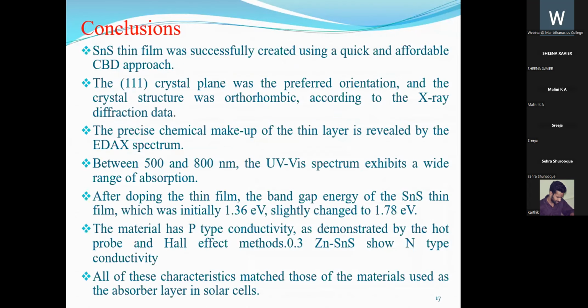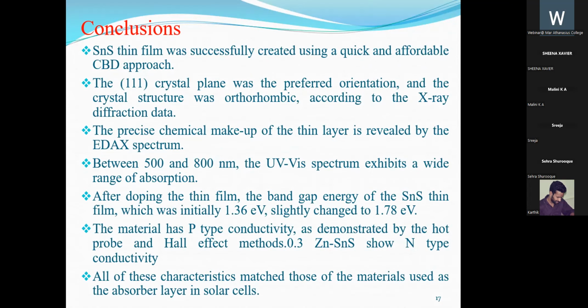That means the SnS thin film we prepared using the CBD method is very successful. The 111 crystal plane was the preferred orientation, and the structure is orthorhombic according to the XRD data. The precise chemical makeup of the thin film is revealed by the EDAX spectrum, and we got a very good chemical composition. Also, the maximum absorption is between 500 and 800 nanometer. That is, the film can absorb the maximum visible light.